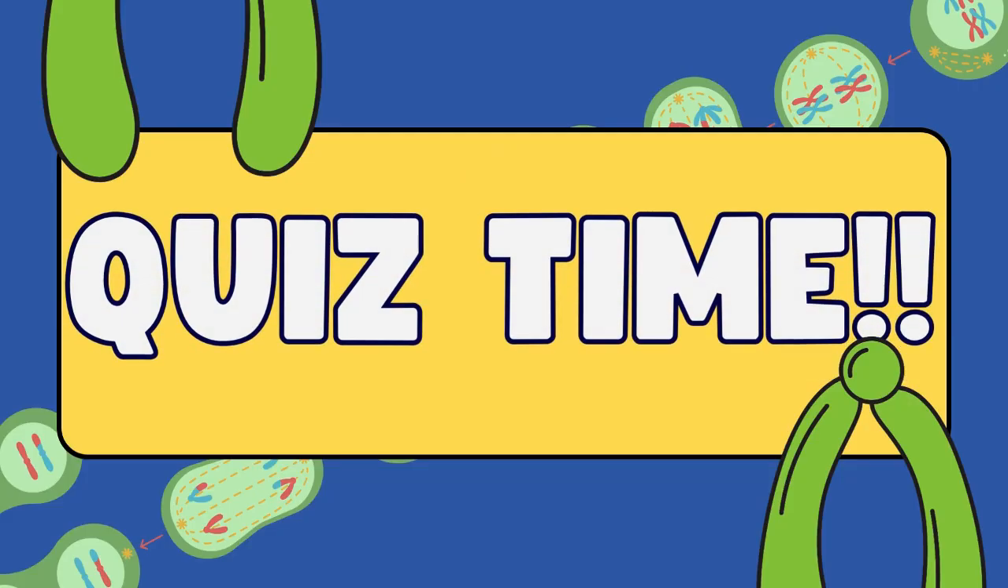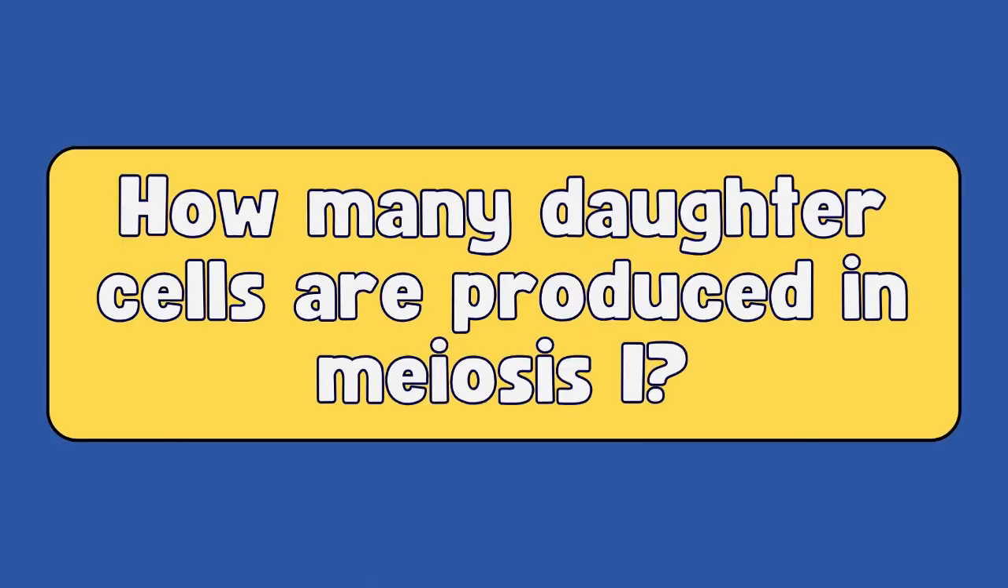Now, let's see how far your understanding goes with a few quick evaluation questions. I'll ask the question and I want you to pause the video to think about your answer. Are you ready? 3, 2, 1. Here is the first question. How many daughter cells are produced in meiosis II?